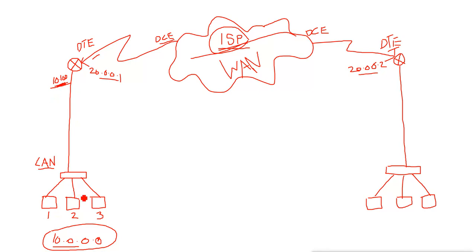Then we have to configure the WAN port, and on the WAN port we use the IP which will be provided by the ISP itself. One more thing is the clock rate, which can be managed automatically by the ISP on the DCE side. Now in our example, we do not have an ISP right now.